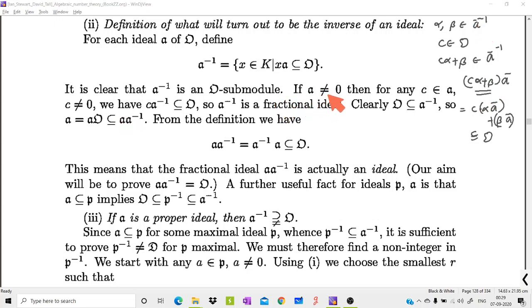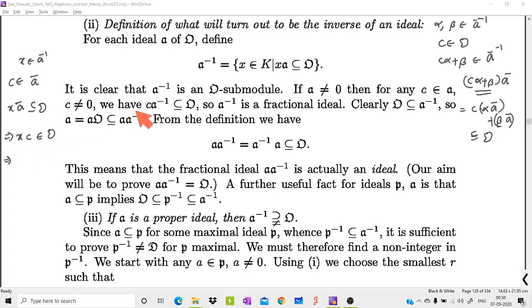If A is a non-zero ideal, then for every element C belongs to A, we can get C A inverse is contained in O. Okay, because if we choose an element X from A inverse and C from A, we can say that XA is contained in O implies XC is an element of O.